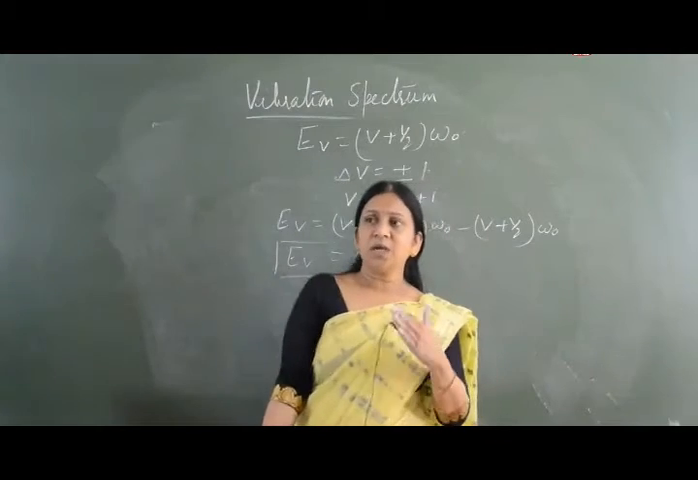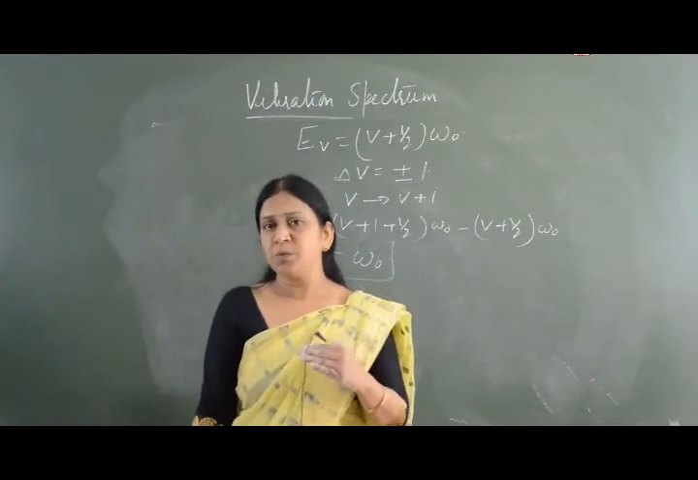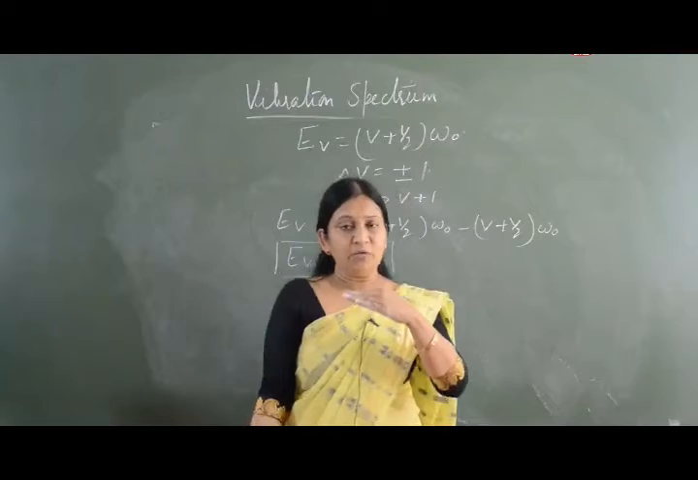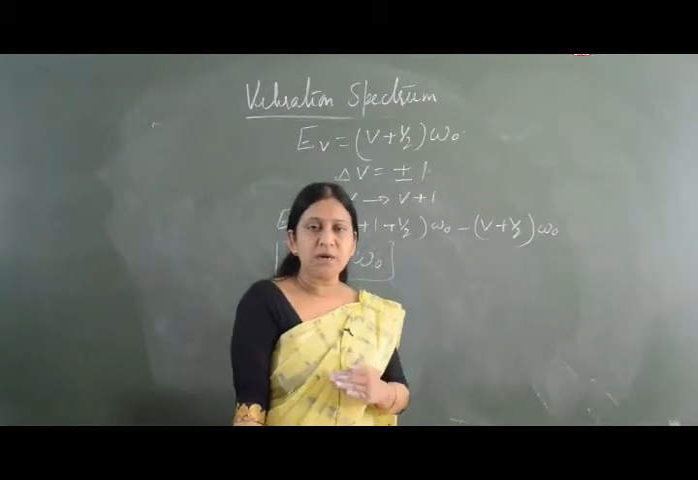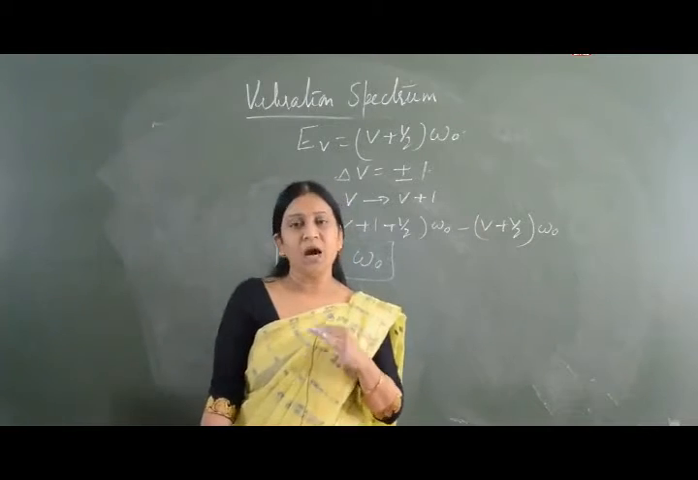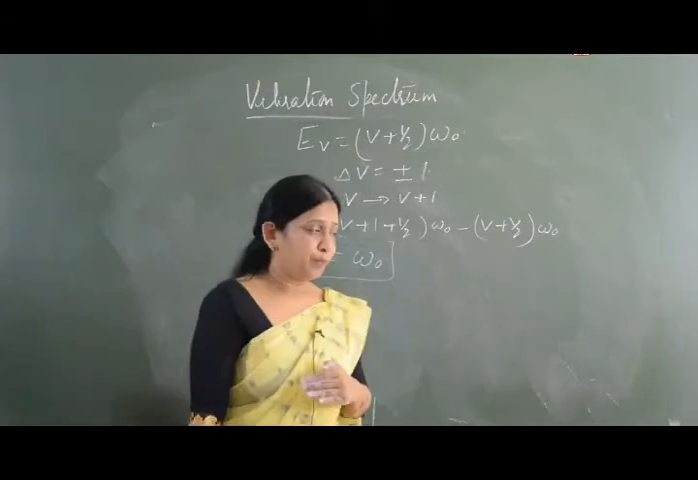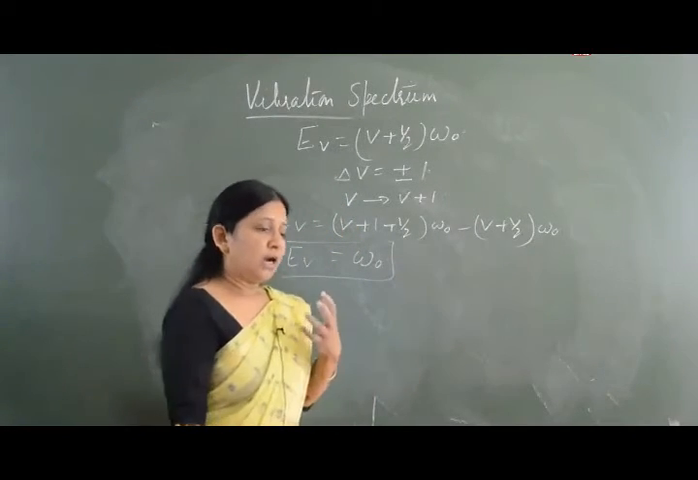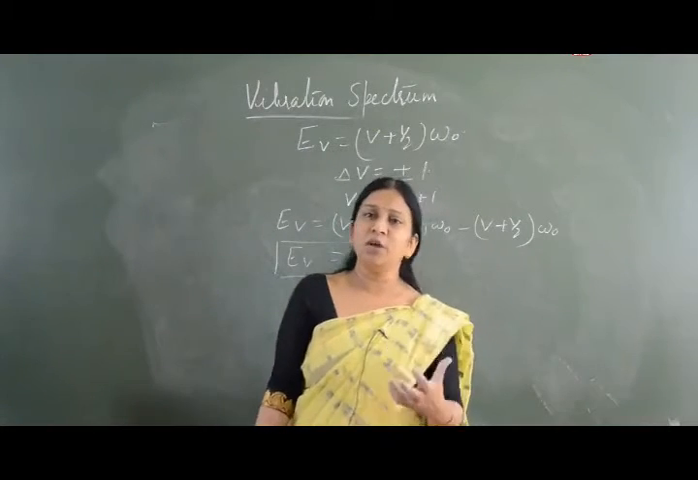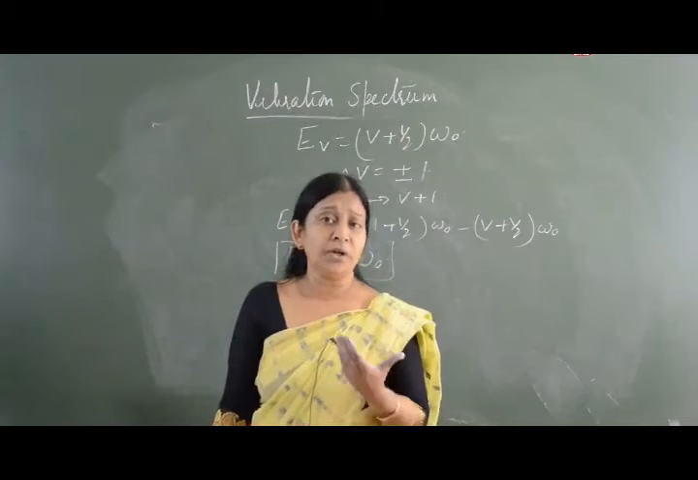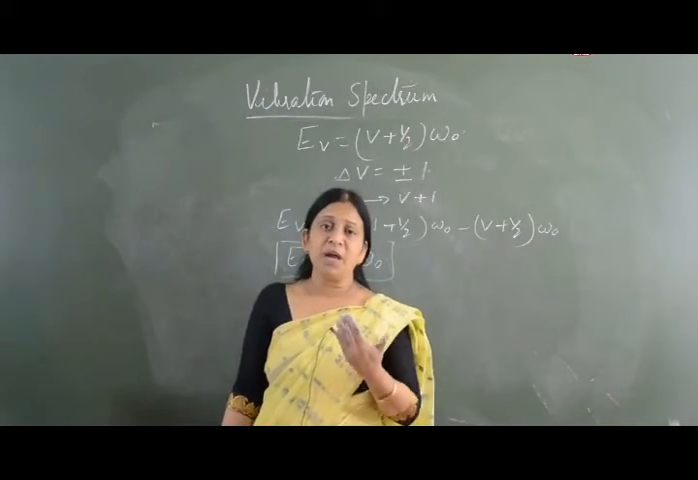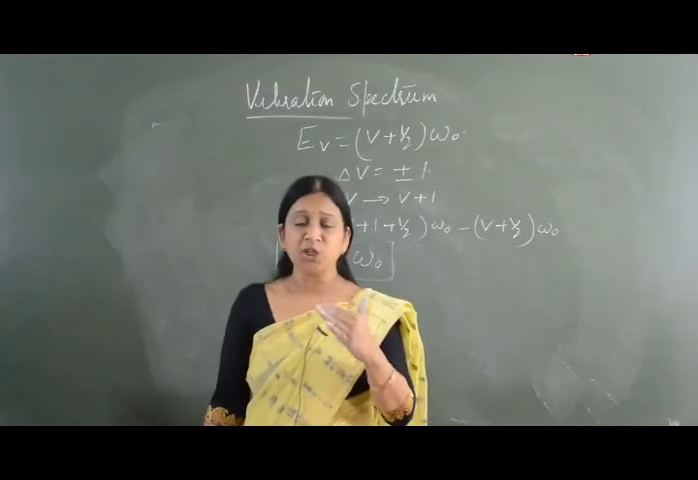If we express it in terms of centimeter inverse, then we divide it by c, where c is the velocity of light. So, the frequency becomes 1 over 2 pi c under root k over mu. And if we solve the Schrödinger wave equation for a diatomic molecule vibrating as a simple harmonic oscillator, the energy is given by (V plus half) h mu.